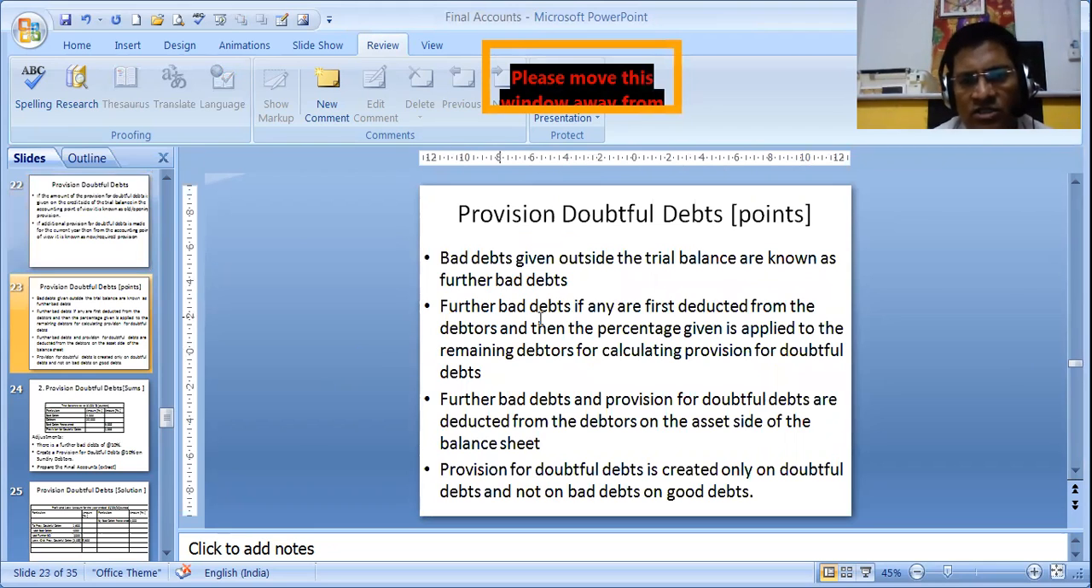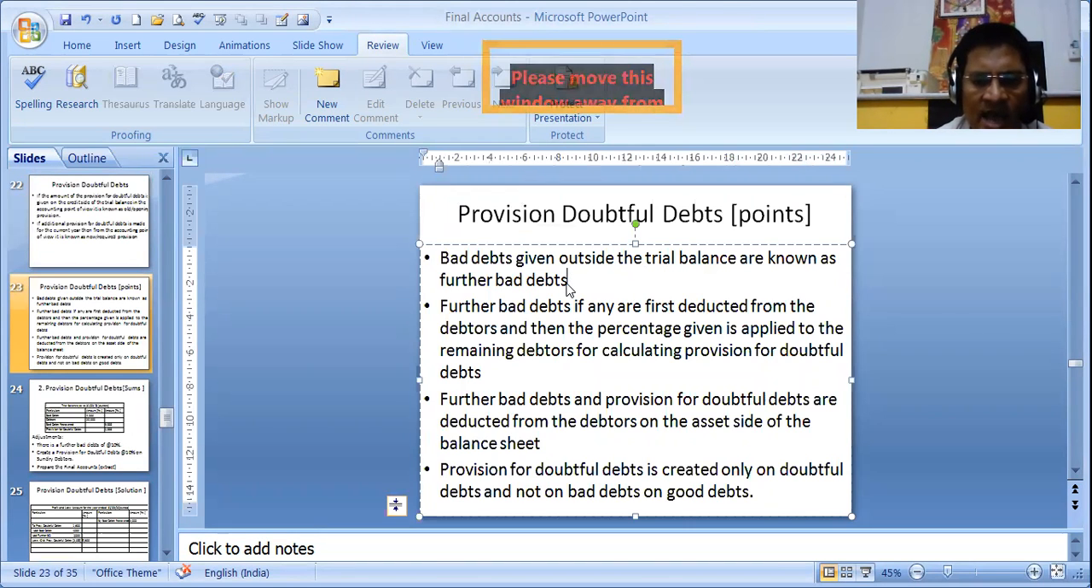Now some points you should know. Bad debts given outside the trial balance are known as further bad debts. And these further bad debts, if any, must first be deducted from the debtors. Then the percentage given on provision for doubtful debts is applied on the remaining debtors in order to get the provision for doubtful debts. Both the bad debts and the provision for doubtful debts are deducted from the debtors on the asset side of the balance sheet.